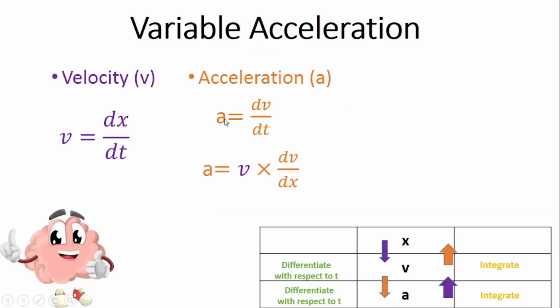So this table is very important. For variable acceleration, we have only this set of formulas and equations. You should remember the formula for the velocity, two formulas for the acceleration, and this table. To go down in the sequence, we differentiate. To go up in the sequence, we integrate.